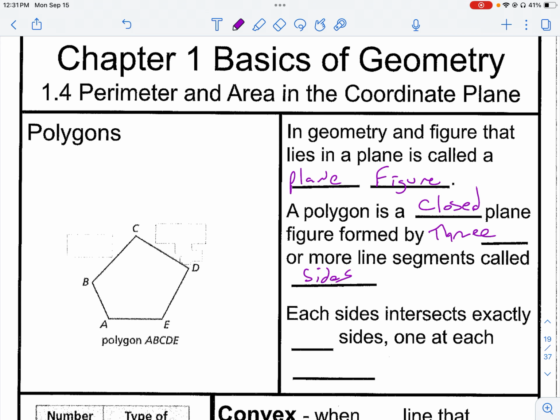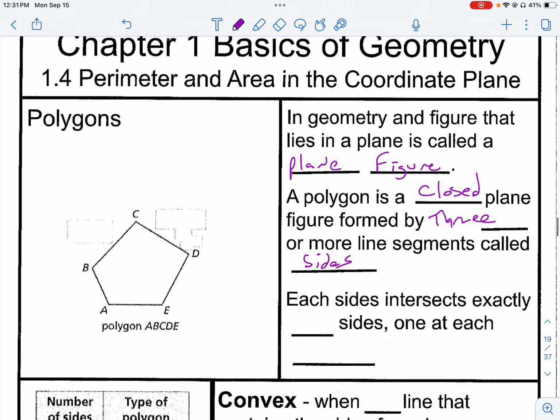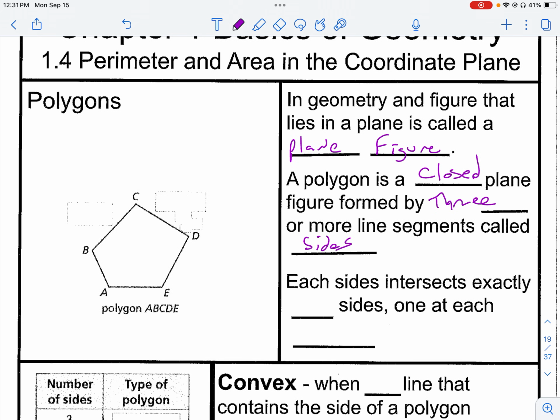And we need three or more because if we have two, they don't close. Each side intersects exactly two other sides, one at each vertex. So we're talking about polygons, and poly means many, gons means sides.